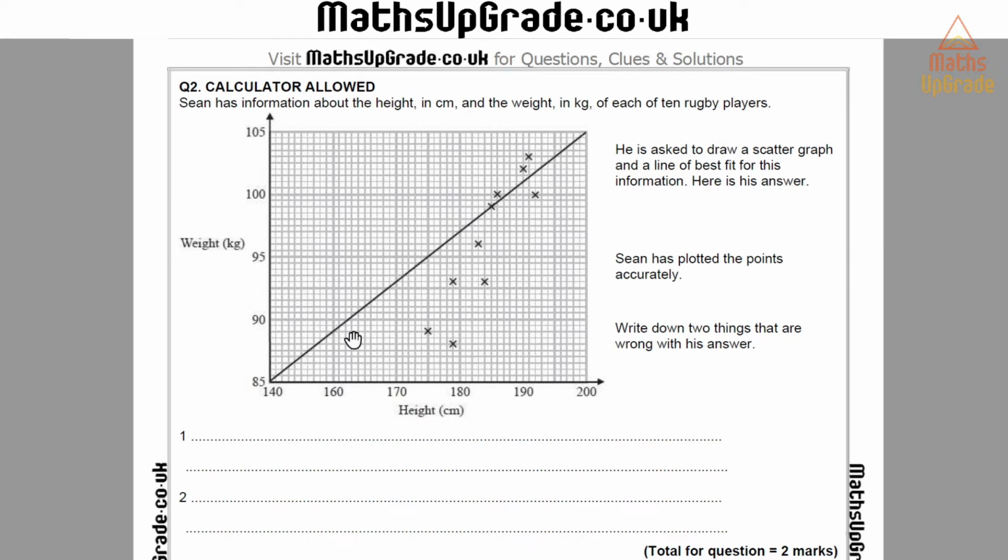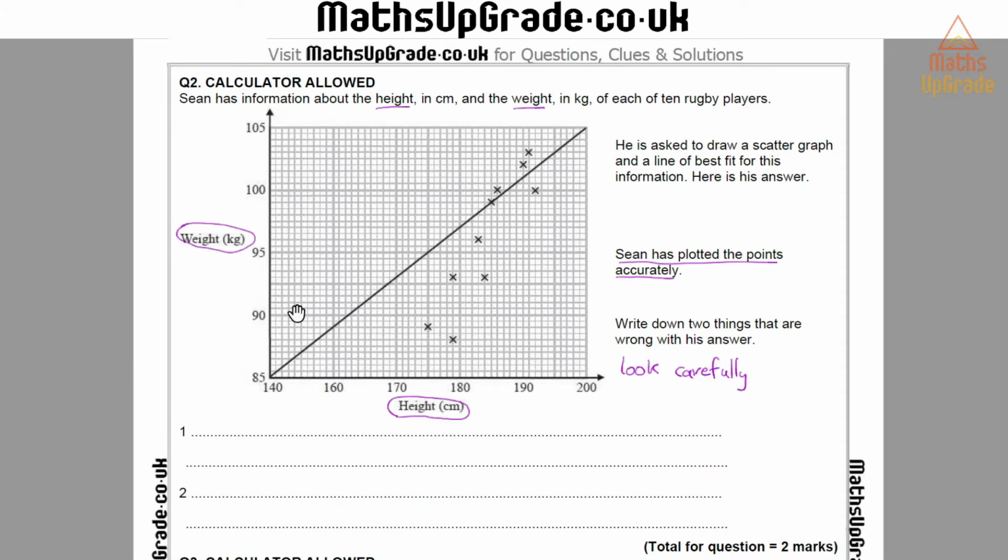The first thing you should notice is his scatter graph. His line of best fit is going from corner to corner. It's unlikely that your line of best fit will go from corner to corner. His line of best fit should be following the pattern of crosses there. So it should be going in that sort of direction. That's the first thing.